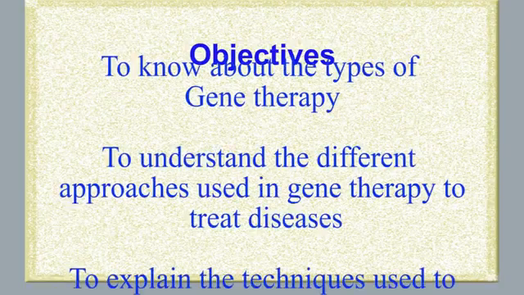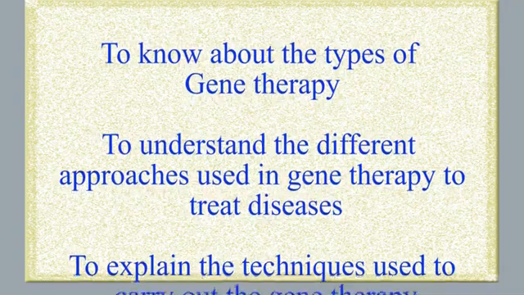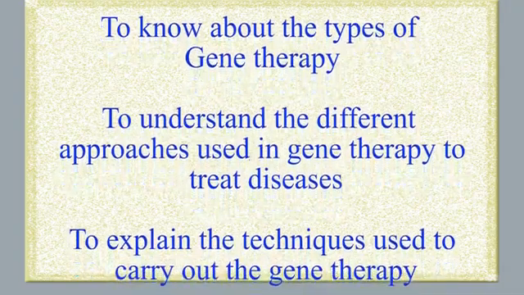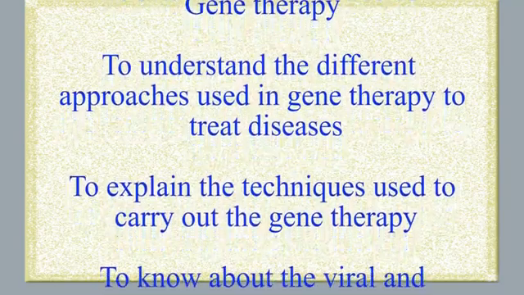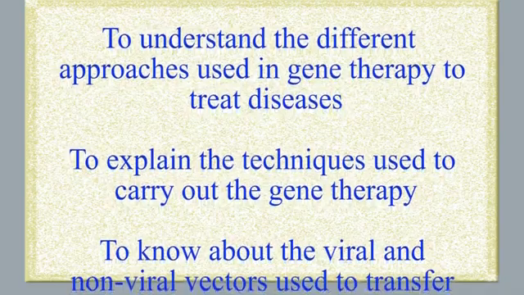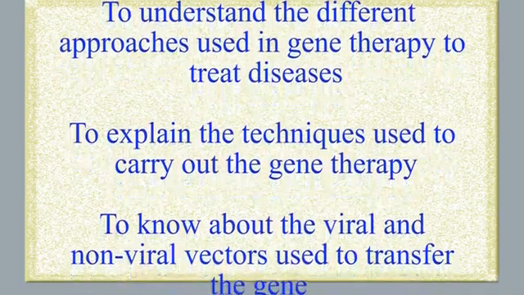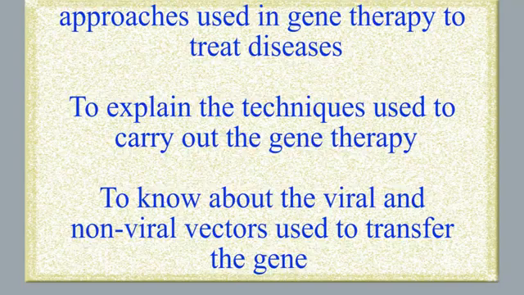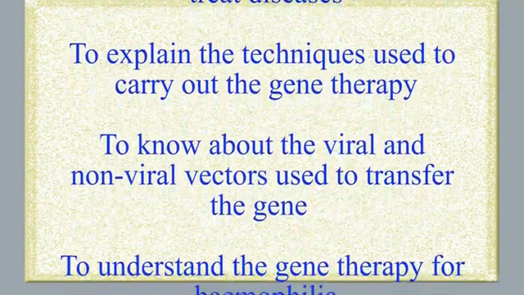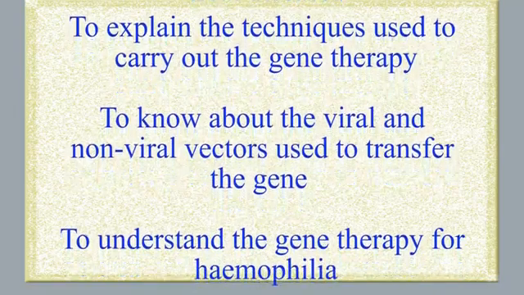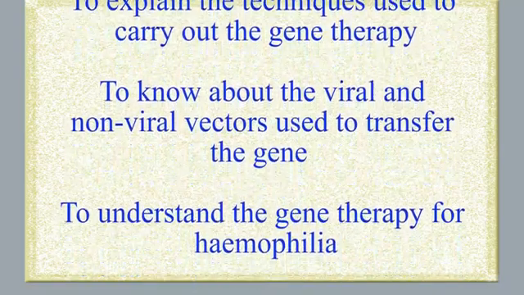Dear students, Module 37: Gene Therapy regarding hemophilia. The main objectives are to know about the types of gene therapy, to understand the different approaches used in gene therapy to treat diseases, to explain the techniques used to carry out the gene therapy, to know about the viral and non-viral vectors used to transfer the gene, and to understand the gene therapy for hemophilia.